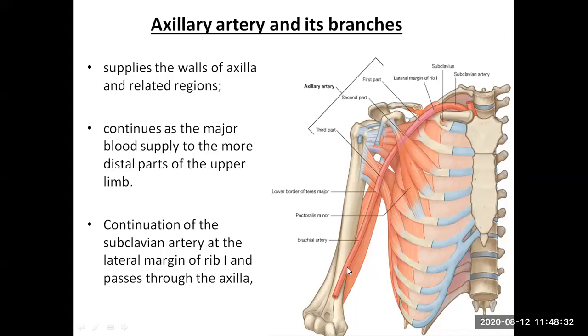So here also the artery is the same artery, not a different artery. The subclavian artery, when it enters the axillary region, the axilla, is the axillary artery. And when this axillary artery leaves the axilla and appears in the brachium, it is called the brachial artery, not the axillary artery.